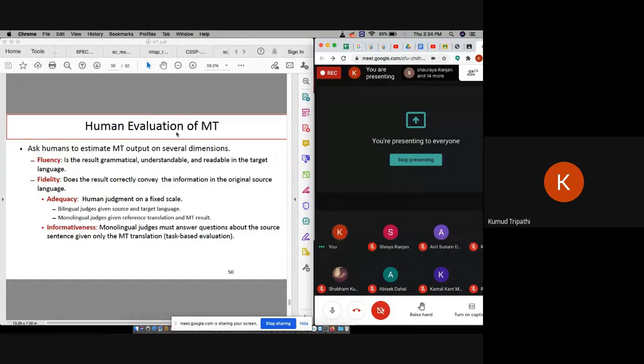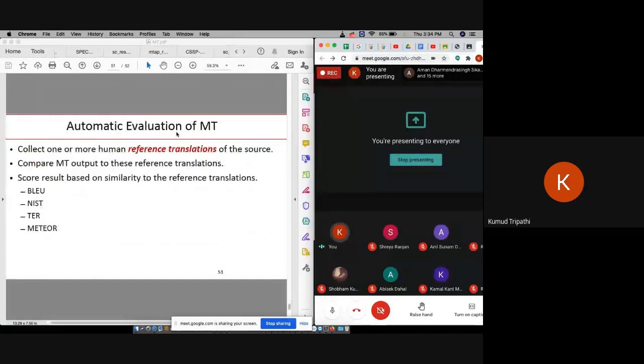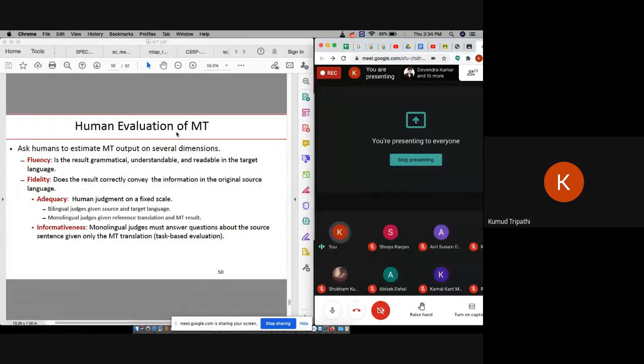Now, after generating this machine translation model, how can you evaluate it? There are two types of evaluation, machine based and human based. In the human based evaluation, first you check the fluency. Fluency means: is the result grammatically correct, understandable, and readable? That means you need humans who understand both the source and target languages, then only can you perform this.